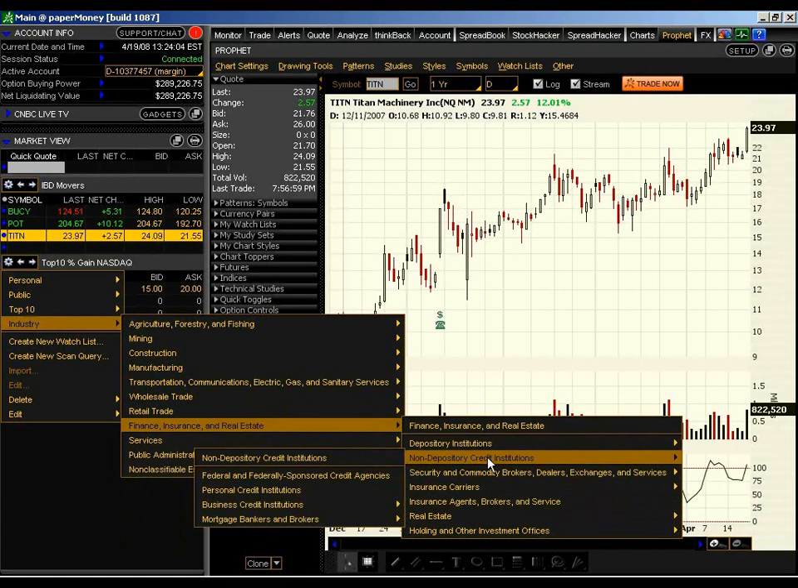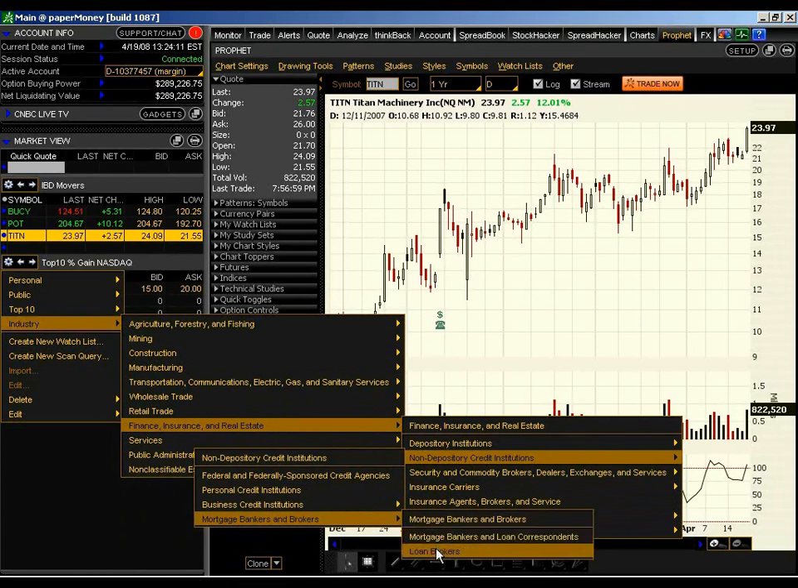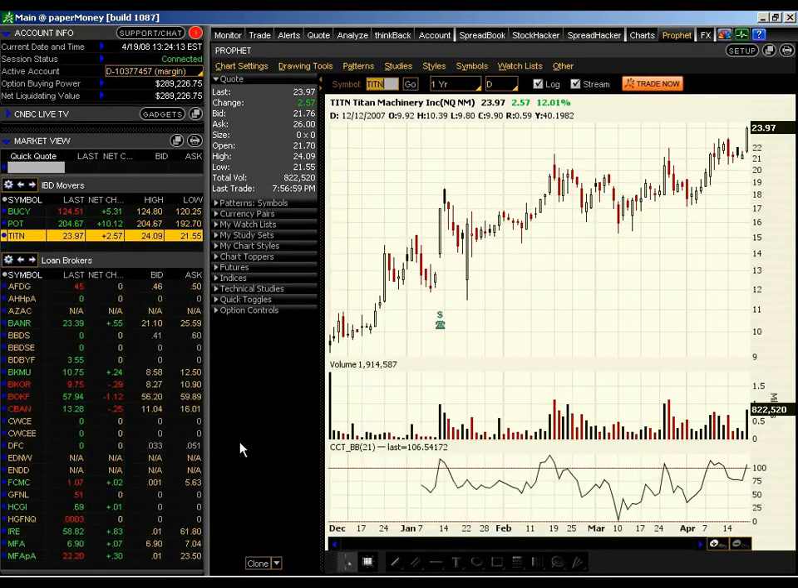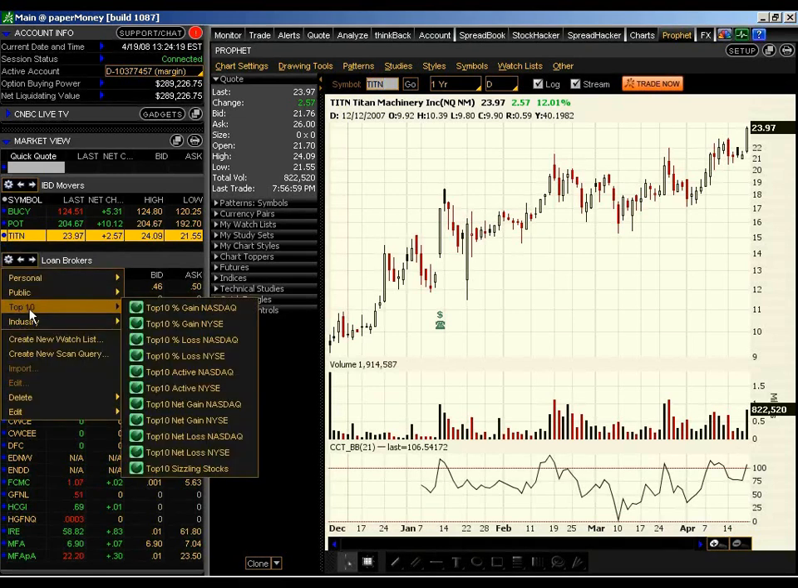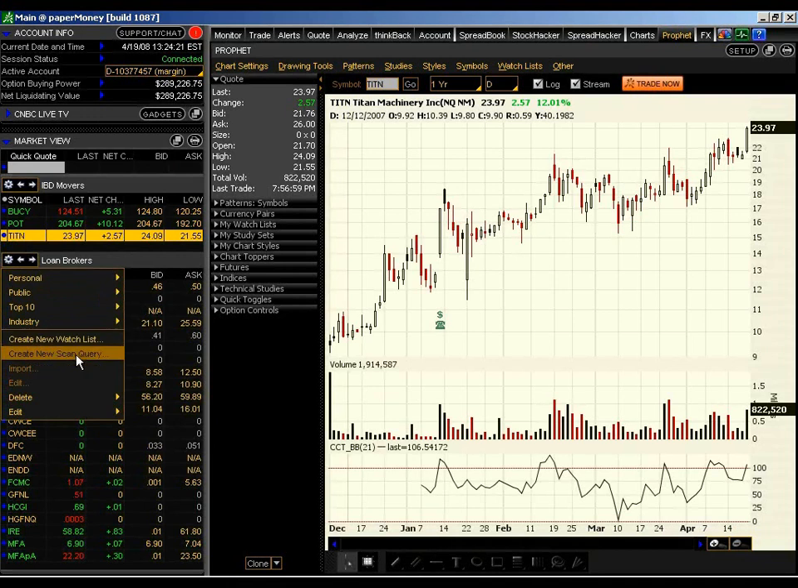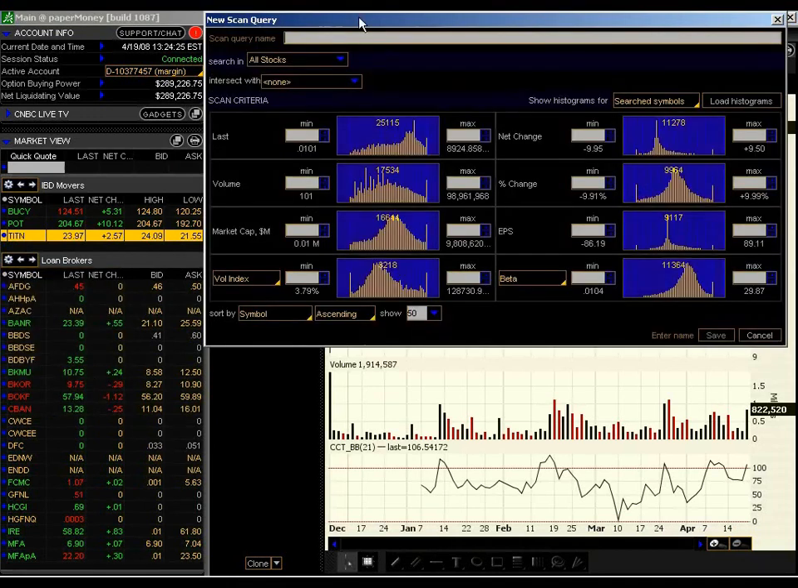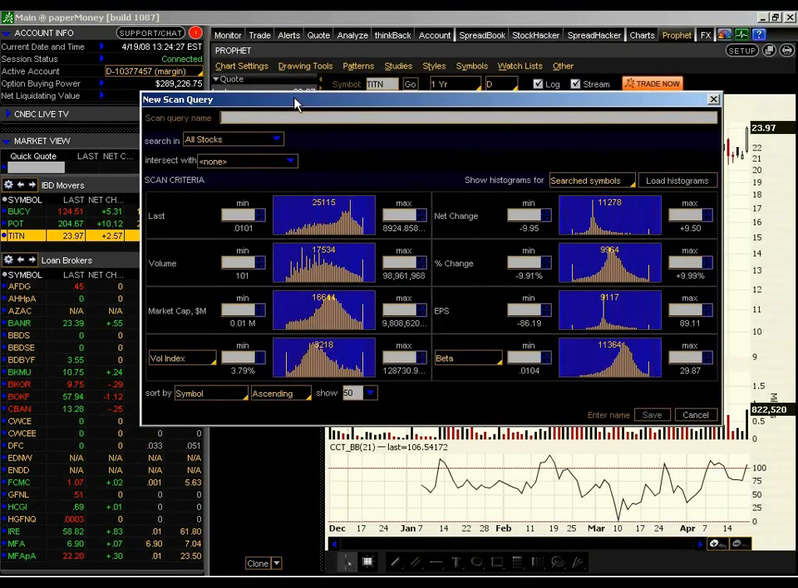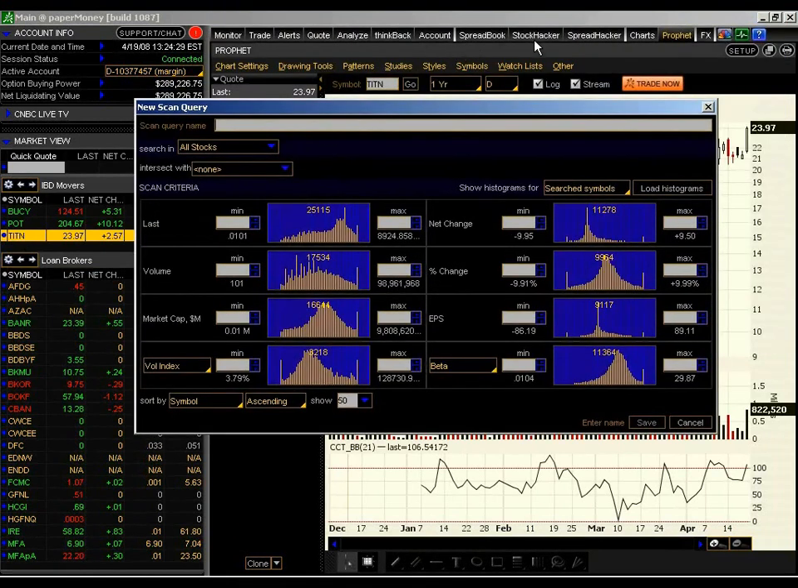All you have to do is just select the industry that you want to go into, and you can drill down, all the way down to any list that you want. So you can bring up any industry that you want. You can create your own news list. You can create a new scan query, so that you can bring up this query box, which is the same thing under the Stock Hacker box.